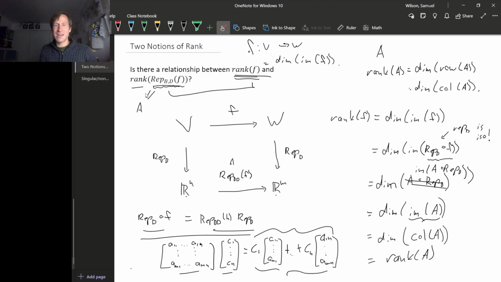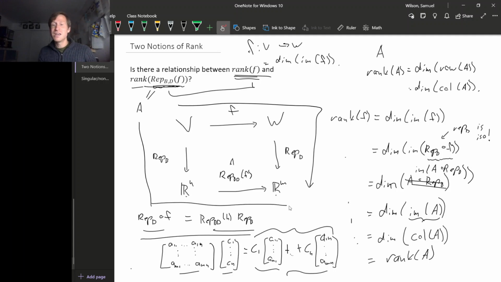These two are the same, through this whole long chain of reasoning. And notice that we really did take advantage of the fact that these two ways of going around this square give us the same thing in the end, the same function from V to Rm. We use that right here because we switched rep D composed with F to A composed with rep B. So the fact that these two are the same really was important. It made this whole thing go.